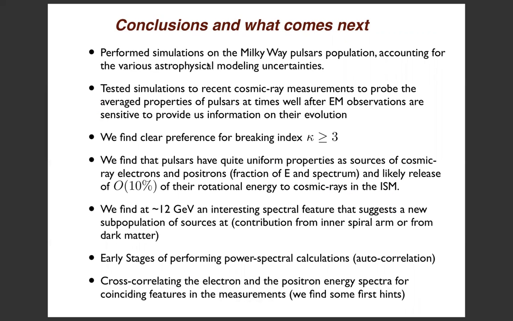We find that pulsars are quite uniform in terms of their properties as sources of cosmic ray electrons and positrons, both in terms of the spectrum they produce and in terms of the fraction of energy that goes into electrons and positrons. We also find actually a feature around 12 GeV in the actual positron spectra, which may suggest an additional subpopulation of sources probably further out than 4 kiloparsecs.